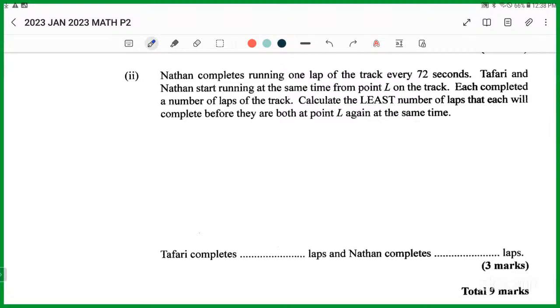So he'll go faster, taking 58 seconds... so he'll complete one lap. Nathan is still 4 seconds behind him, isn't he? Good? So there's a 4 second difference between them on each lap. Okay? Right. So two of them start running at the same time from a point L on the track. Each completes a number of laps on the track. Calculate the least number of laps that each will complete before they are both at L again. So they are both at L again when Tafara laps him and catches him up.